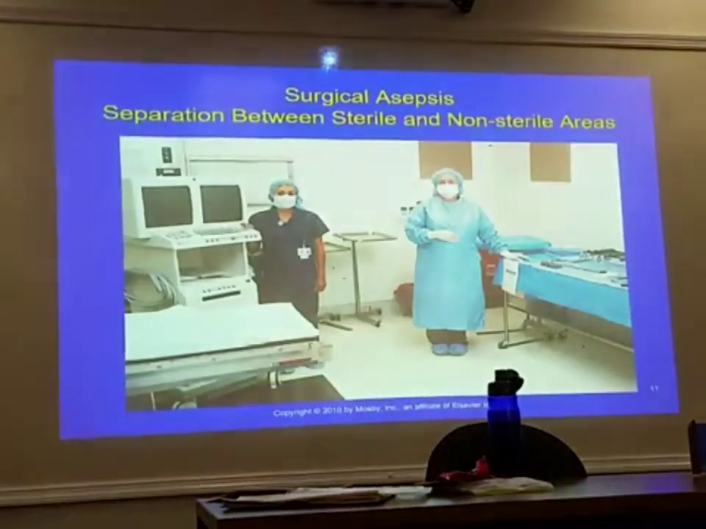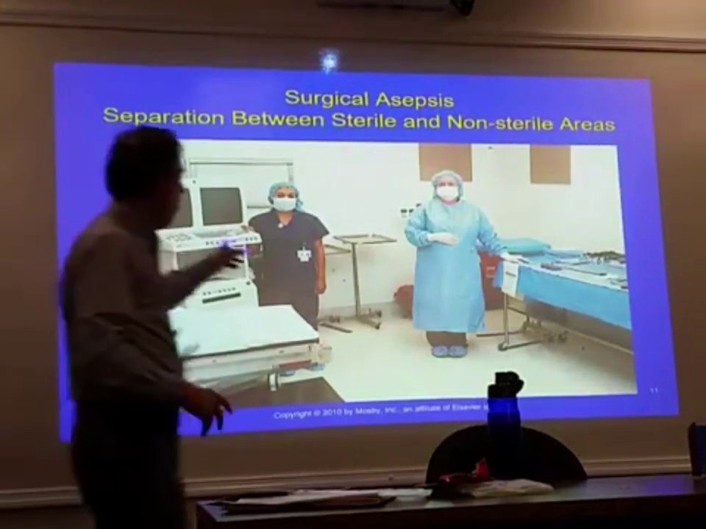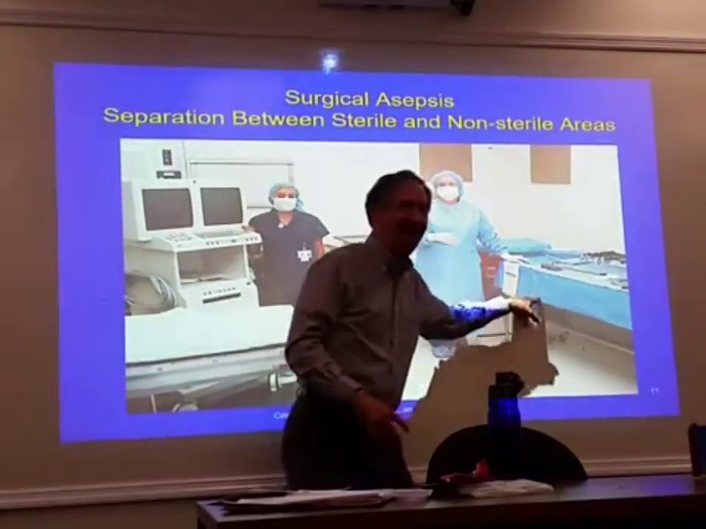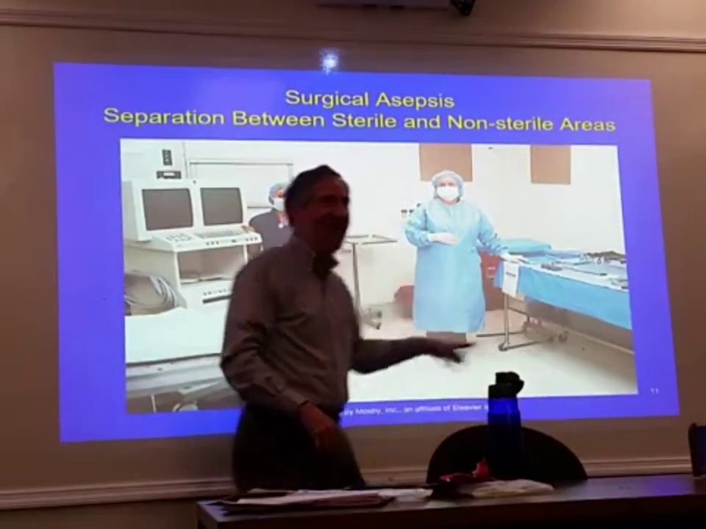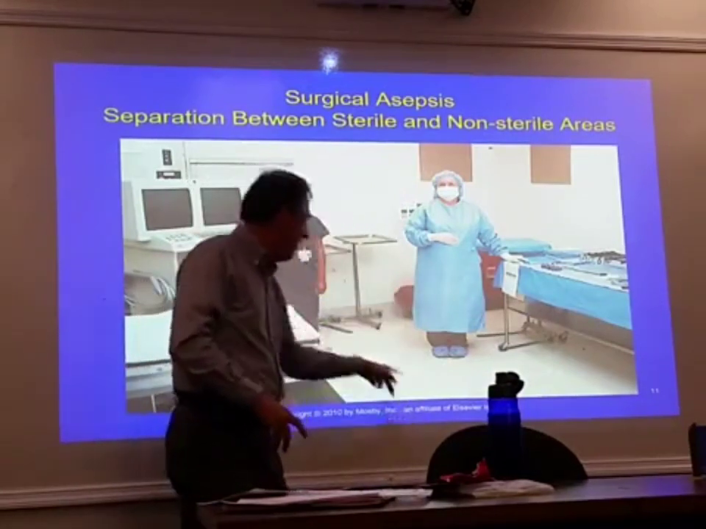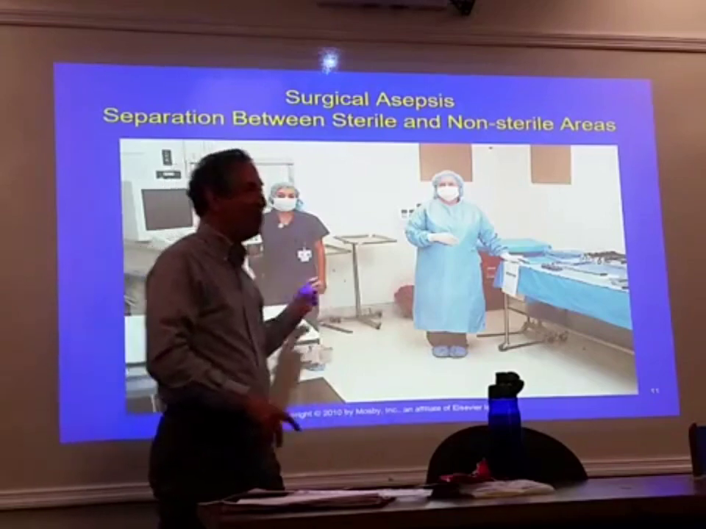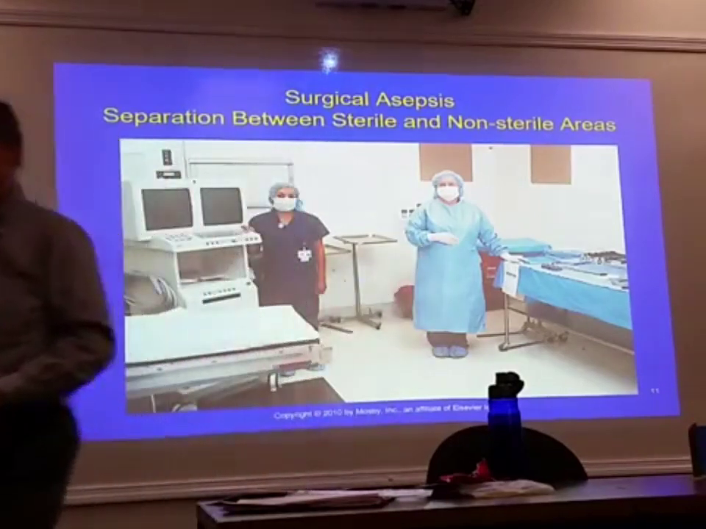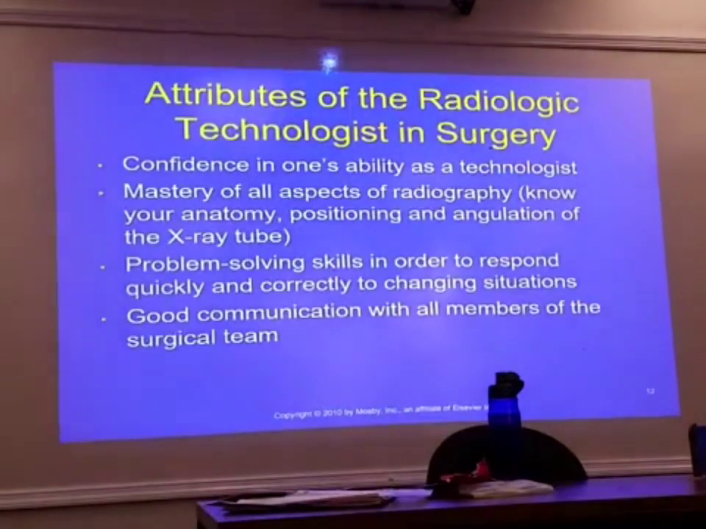Obviously you can see, we don't get near this area unless it's the end of the case, okay? They're watching you like a hawk. There's kind of a line here, you don't see it. They can come over on our side, but we cannot go over anything close to their side, okay?